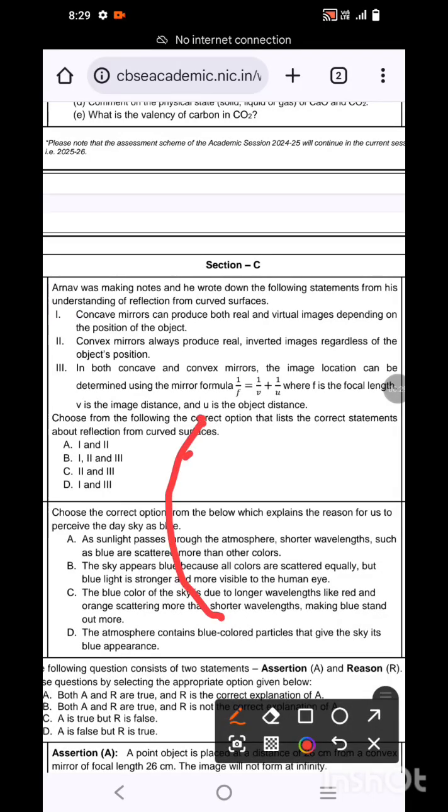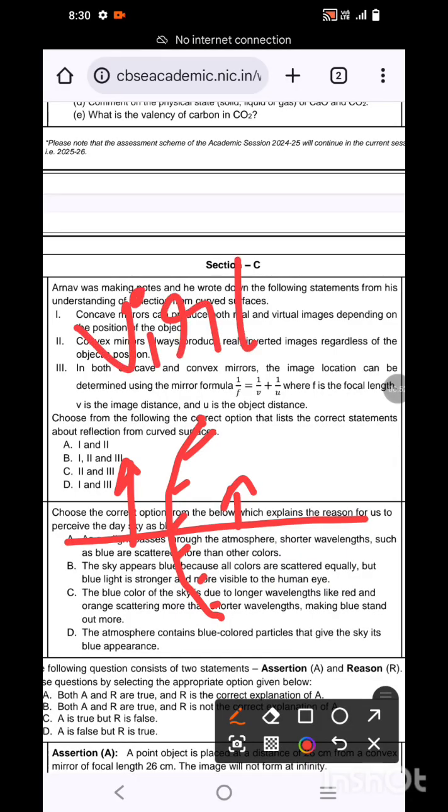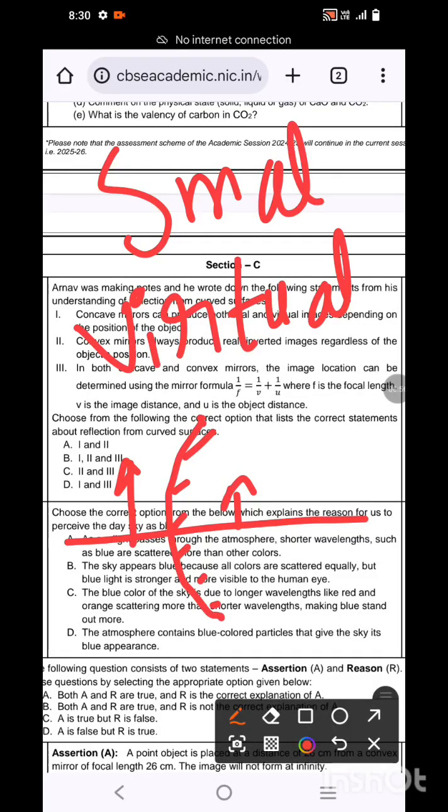This is a convex mirror. If we take any convex mirror and the object is standing in front of it, the image produced will always be what? Whatever image is produced will always be virtual, small and erect. Erect means straight, upright.